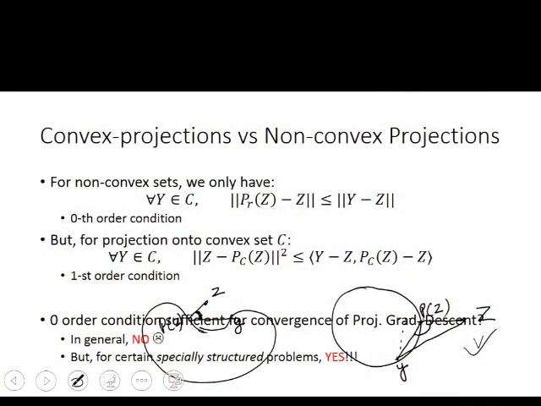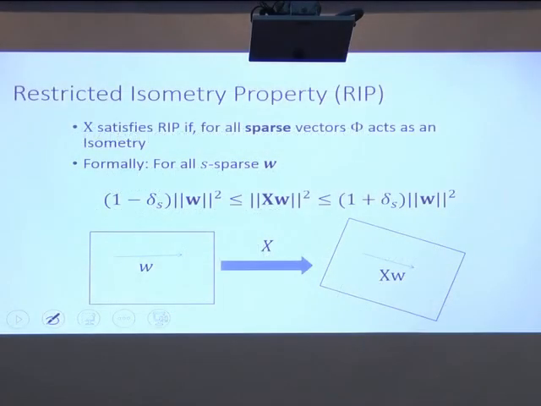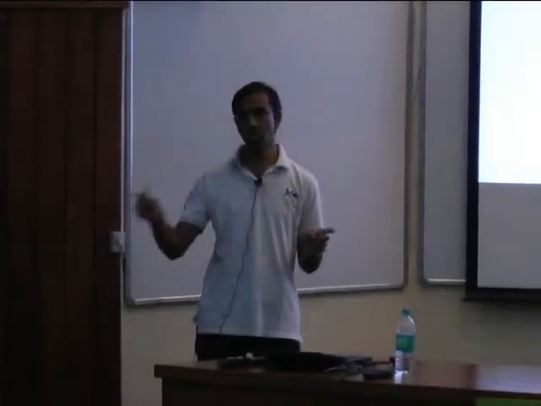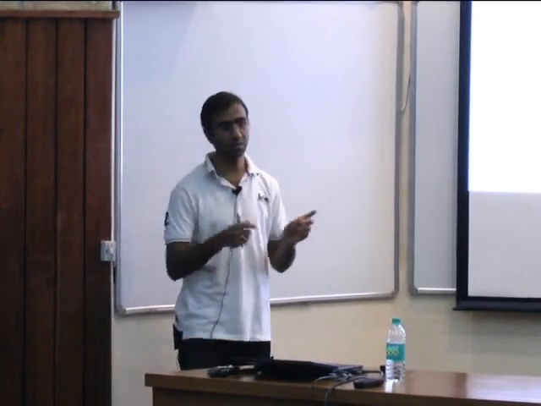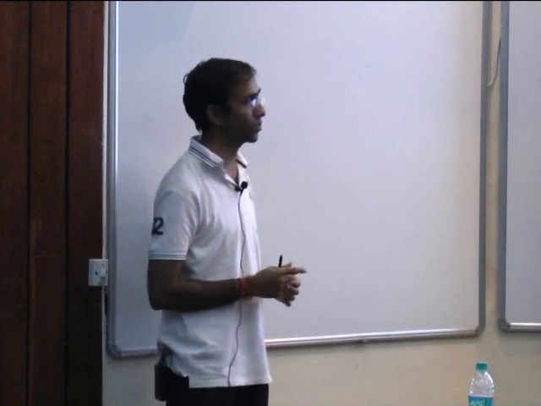But by imposing certain restrictions on the data matrix, we can make the problem tractable. One of the most well-known restrictions is called the restricted isometry property. What it says is that for all sparse vectors W, this matrix X, which is essentially a linear transformation, does not scale the vector too much, it just rotates it. It won't happen that the length of W is 1, but the length of X times W is almost 0, or very large, like infinity. Those types of things cannot happen.